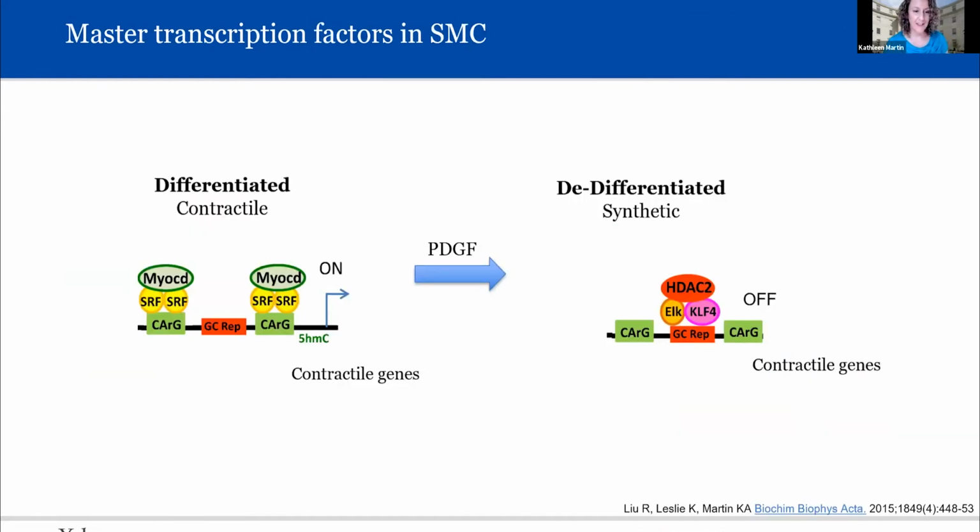This is a highly simplified schematic of the transcription factors that are at the core of regulation of this phenotypic switching. So in the differentiated state, CArG regulatory elements in the promoters of contractile genes bind serum response factor and myocardin, and these complexes drive expression of these genes. Whereas with a dedifferentiating stimulus like PDGF, the transcription factor KLF4 predominates and displaces SRF and myocardin and can recruit other inhibitory factors such as histone deacetylase 2.